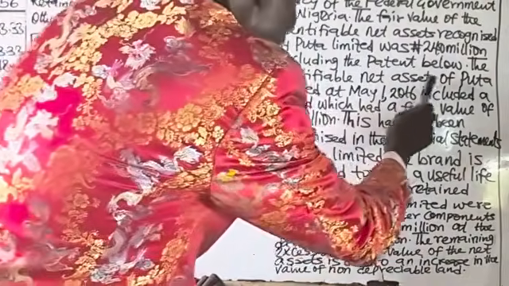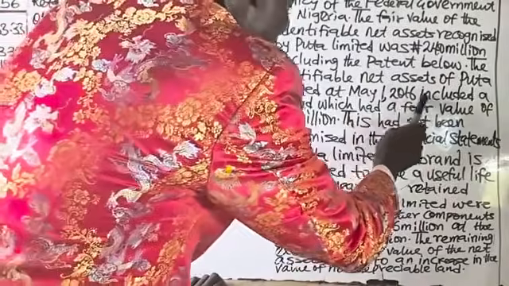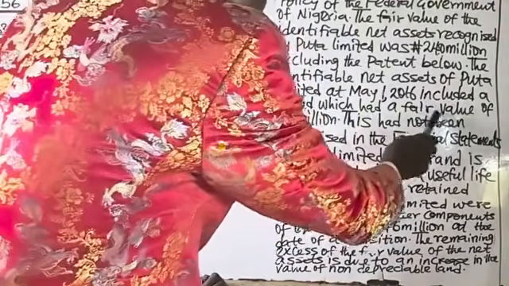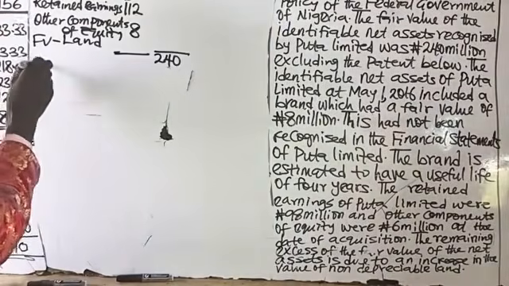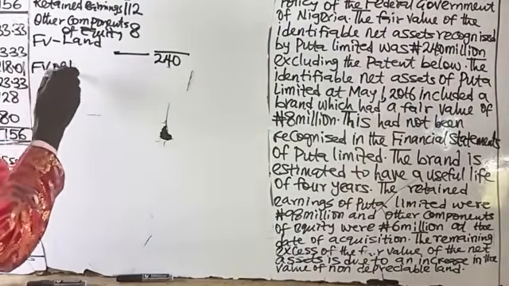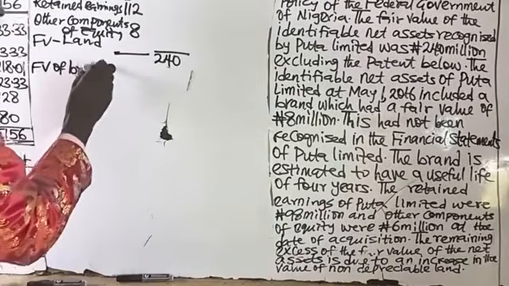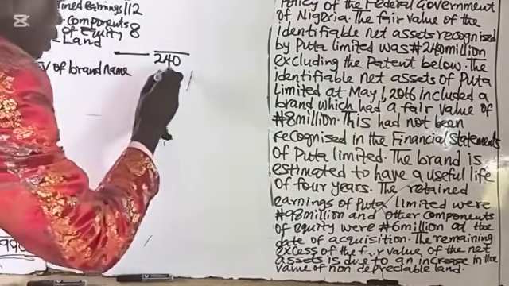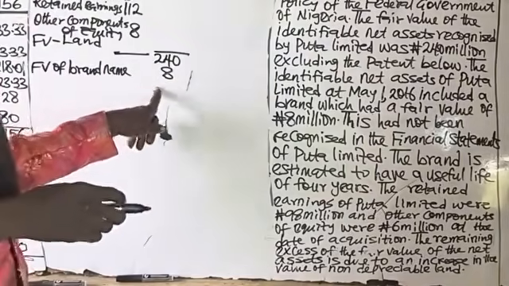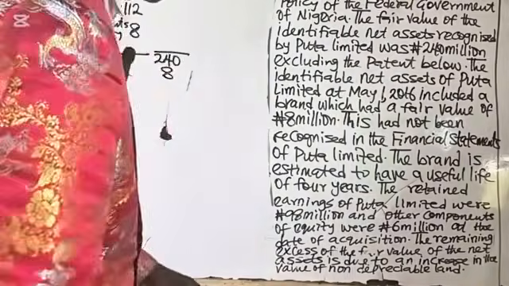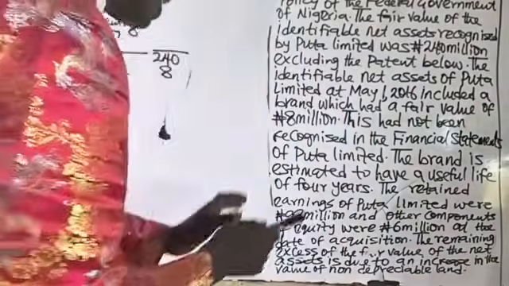The identifiable net asset of Puta Limited at May 1st, 2016 included a brand which had a fair value of 8 million. Now, let's now add fair value of the brand name, and that amounted to 8 million. That means the fair value at the date of acquisition will be total 248 million now. So, now back to the question. These have not been recognized in the financial statement of Puta Limited. The brand is estimated to have a useful life of 4 years.